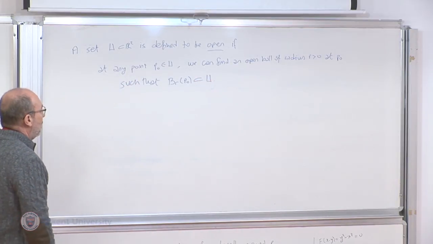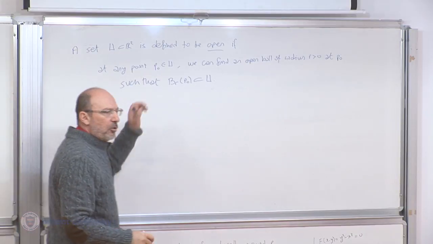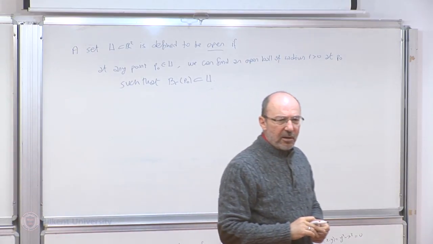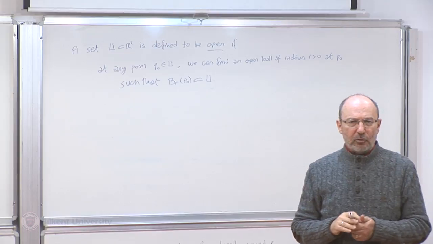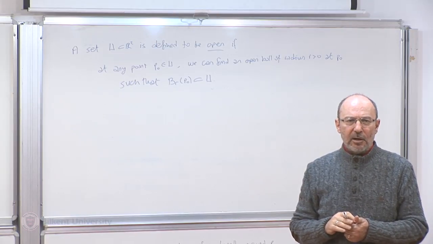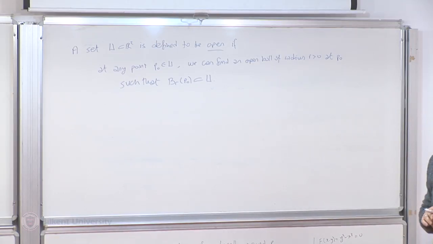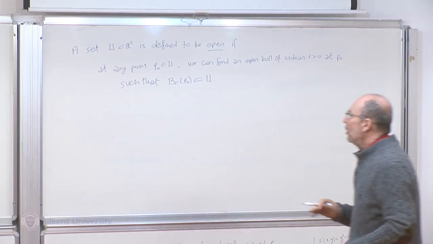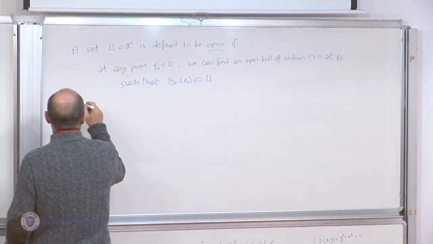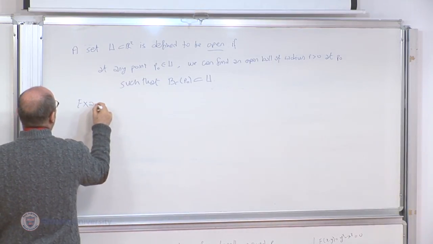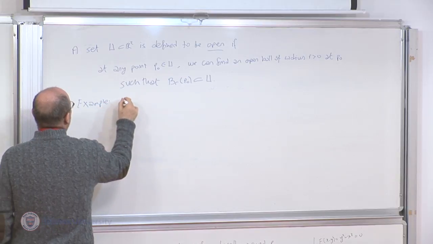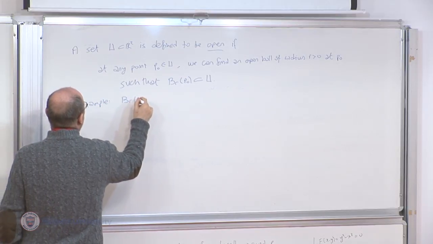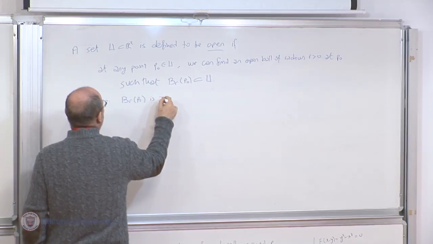Okay? So wherever you stand on this set, all directions are allowed to you without exception. Okay? So these are nice sets for analysis. And in analysis, we call these things open sets. Okay? So example, first example, B_R of P sub 0 is an open set.